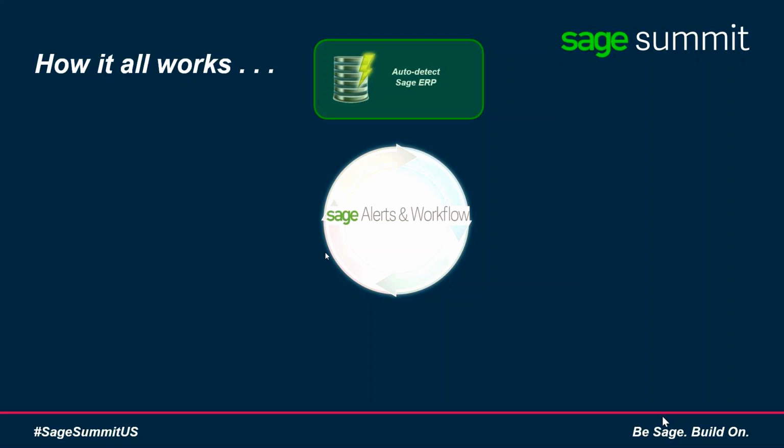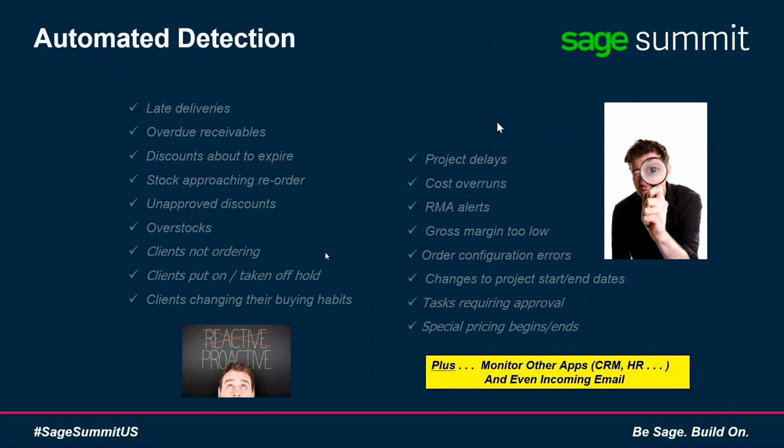That's better. So we're going to look at the technology called Sage Alerts and Workflow, and it begins by automatically monitoring your Sage 300 system for any business conditions that are important to you. Overdue invoices? Sure. But how about other conditions like low stock, unapproved discounts, a customer who has stopped buying from you or has changed their buying habits? It is safe to say any business condition you can imagine can be automatically detected by Alerts and Workflow.